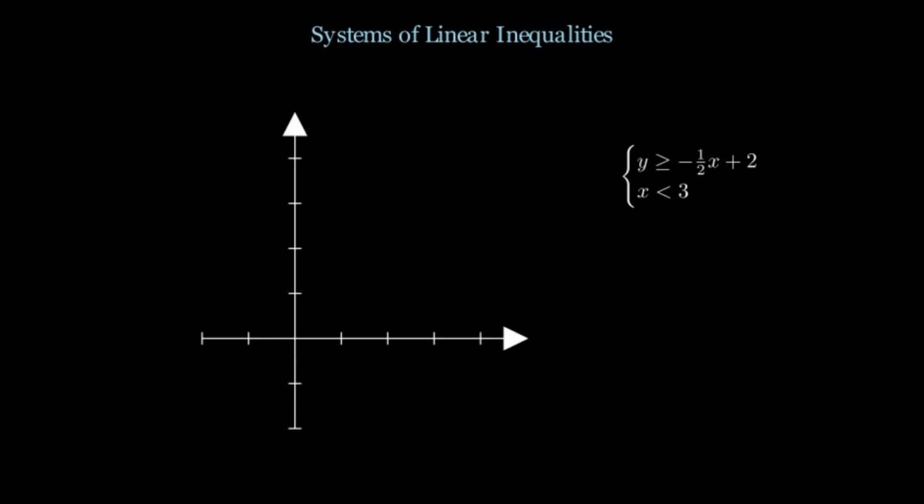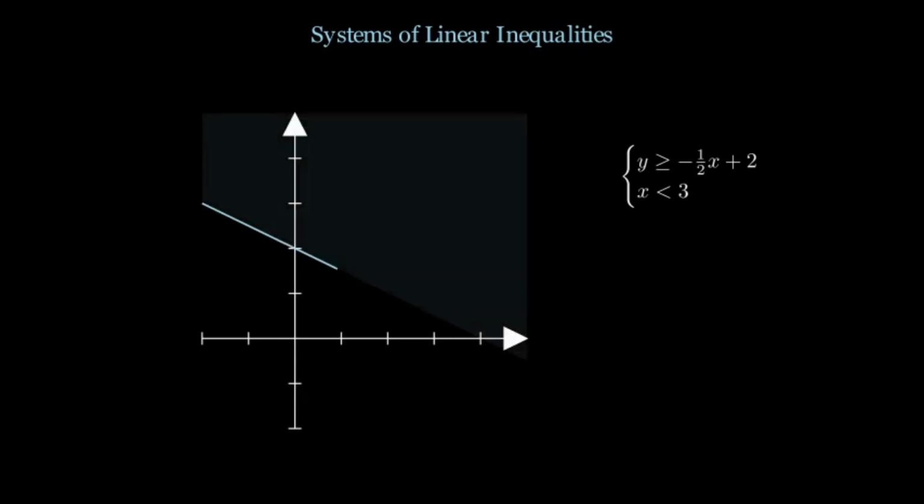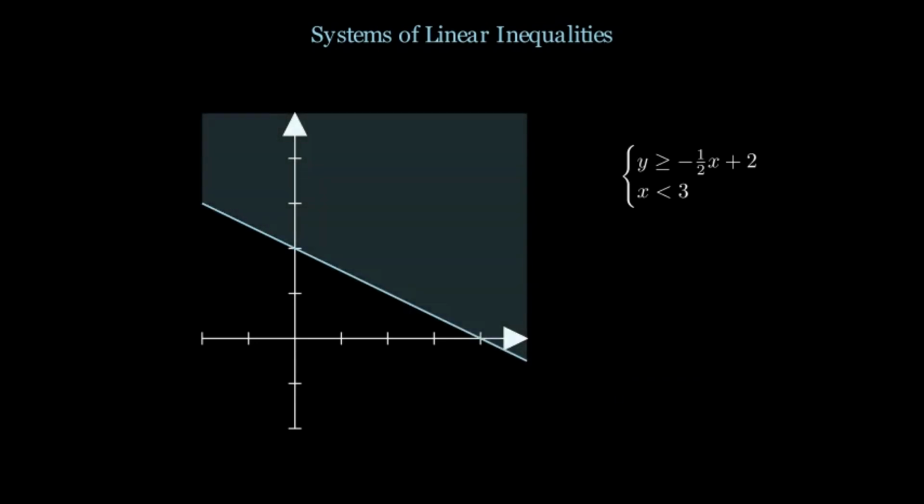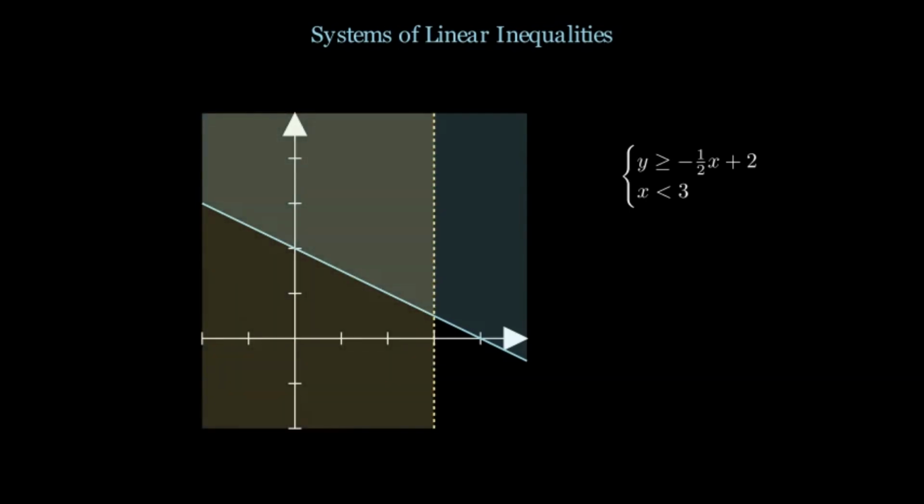First, we graph the first inequality. Because it uses greater than or equal to, we draw a solid line and shade the appropriate region. Next, we graph x less than 3. Because it uses less than, we draw a dashed vertical line and shade to the left.